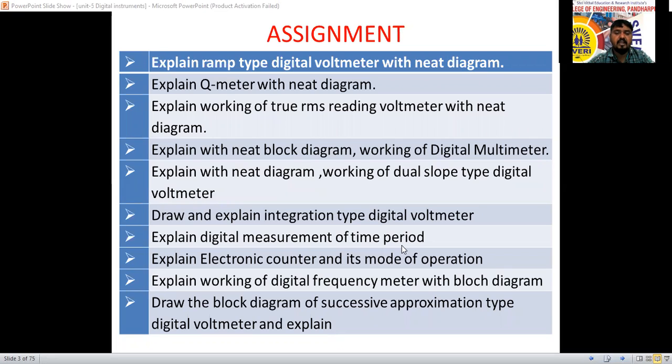Now, explain the electronic counter and its mode of operation. How the electronic counter is going to operate, what the construction points are, and what blocks we are going to use. All these things we are going to discuss. Explain the working of digital frequency meter with block diagram. This is a spelling mistake.